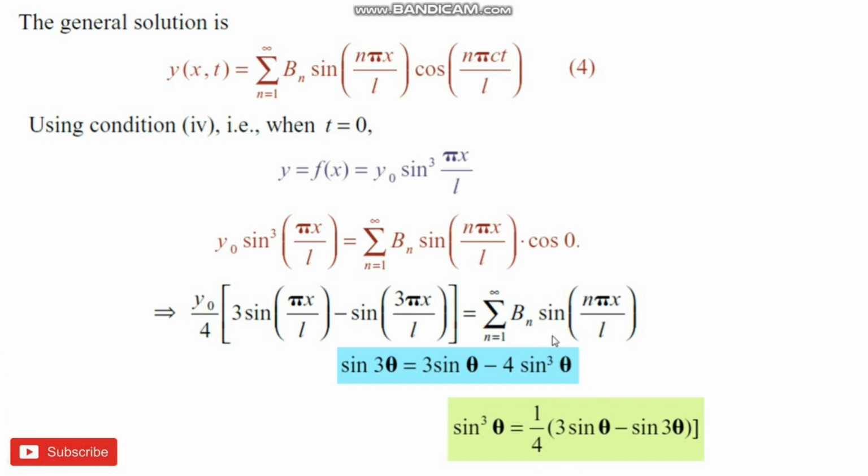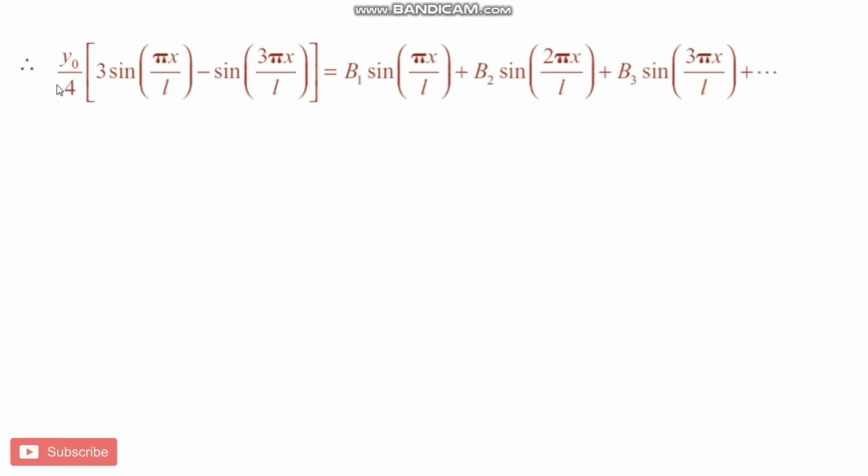So here you have πx/L coefficient 1, and 3πx/L coefficient 3. So expand the right hand side expression. Therefore, y naught by 4 times (3 sine of πx/L minus sine of 3πx/L) equals b1 sine of πx/L plus b2 sine of 2πx/L plus b3 sine of 3πx/L and so on.